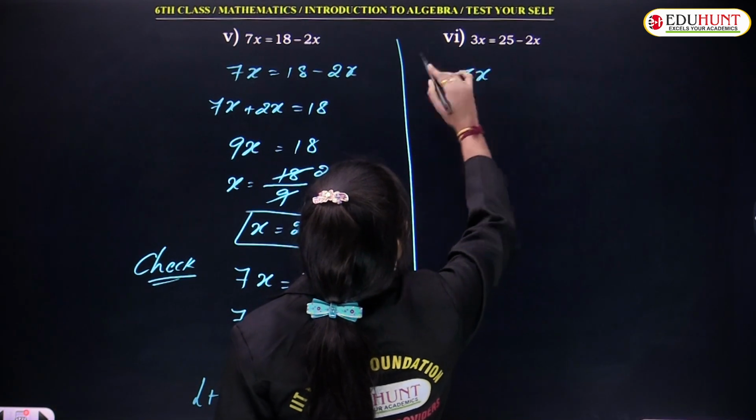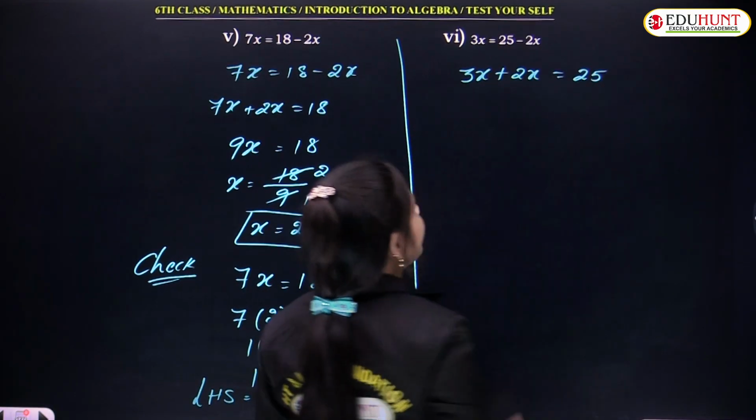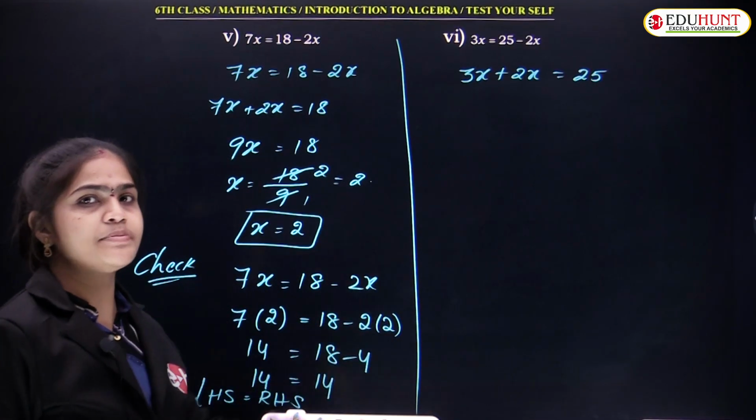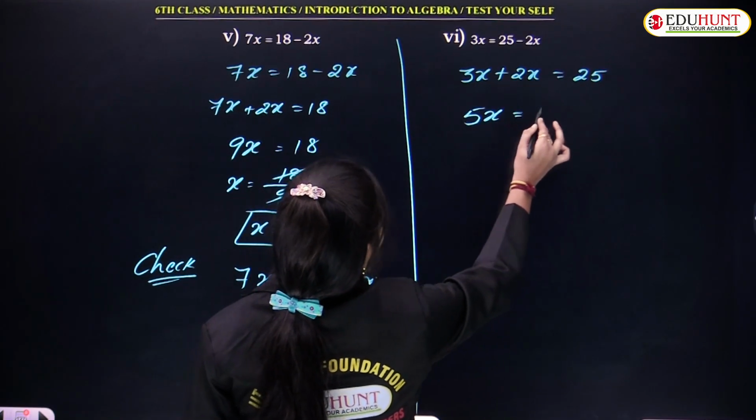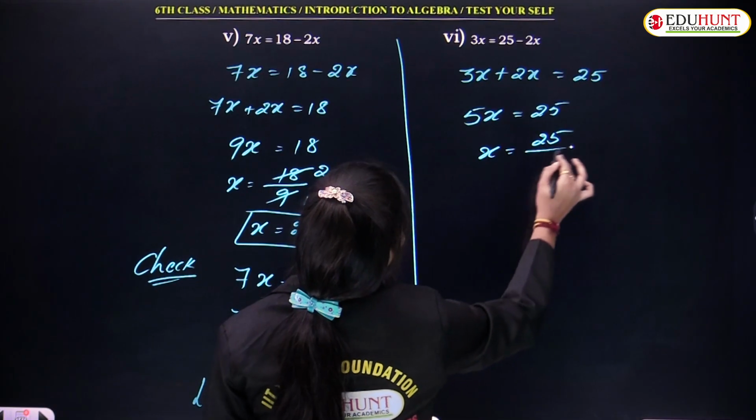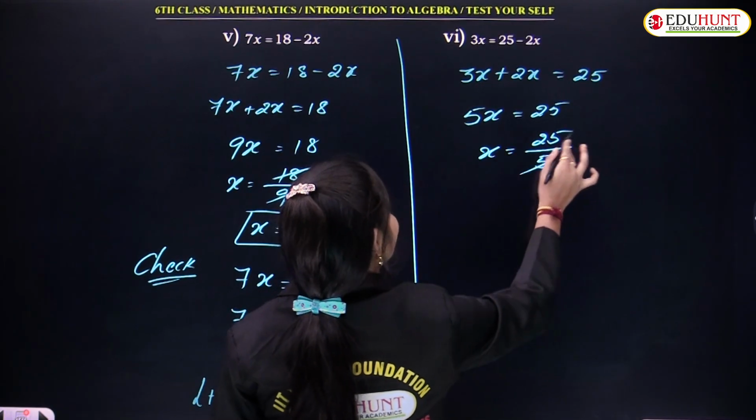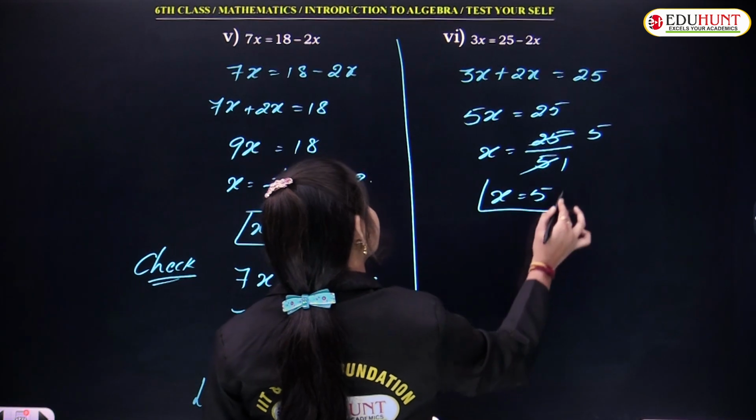3x plus 2x is equal to 25. Now here 3 times x plus 2 times x is equal to (3 plus 2) x, so 5x is equal to 25. And here x is equal to 25 by 5. 5 ones are 5, 5 fives are 25. So x is equal to 5.